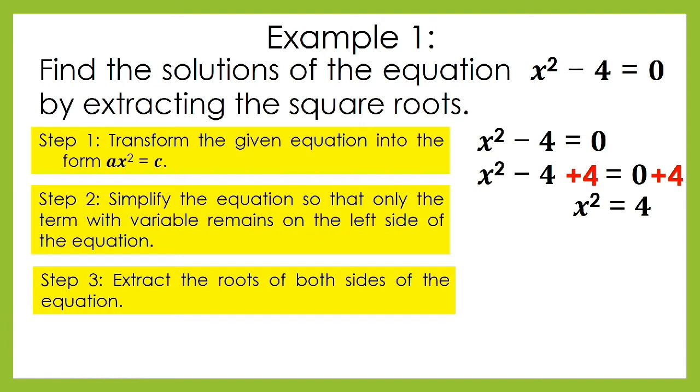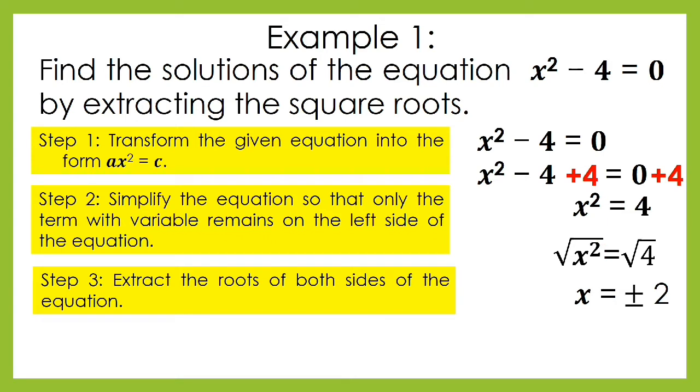Let's proceed to step 3. Extract the roots of both sides of the equation. So, this is the given equation. I-square root natin both sides of the equation. We will now have square root of x squared equals square root of 4. And then, simplify. Okay, so, si square root of x squared ay equal sa x dahil si square root at si square ay na-cancel.